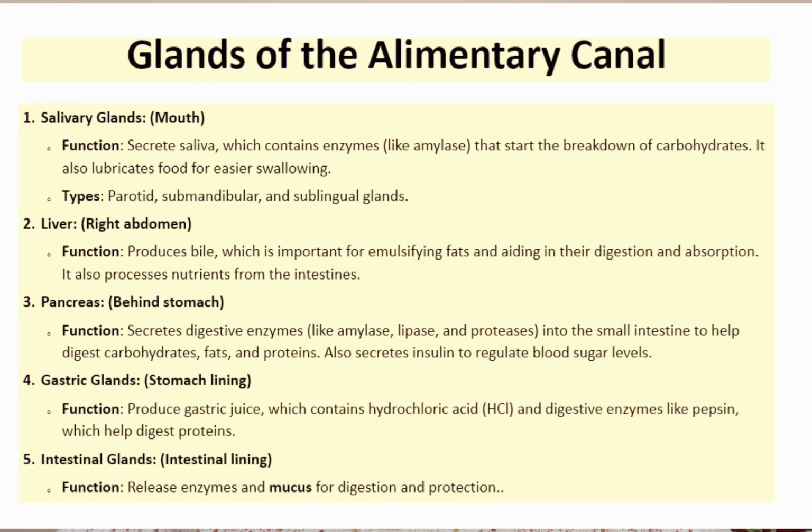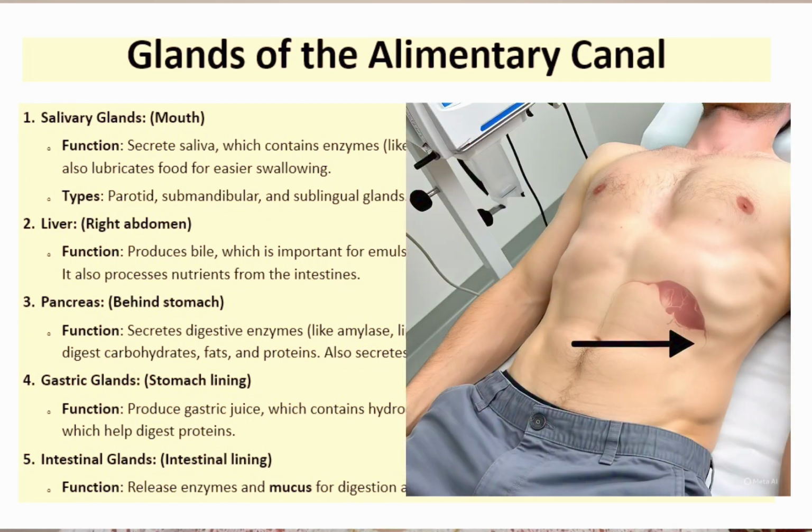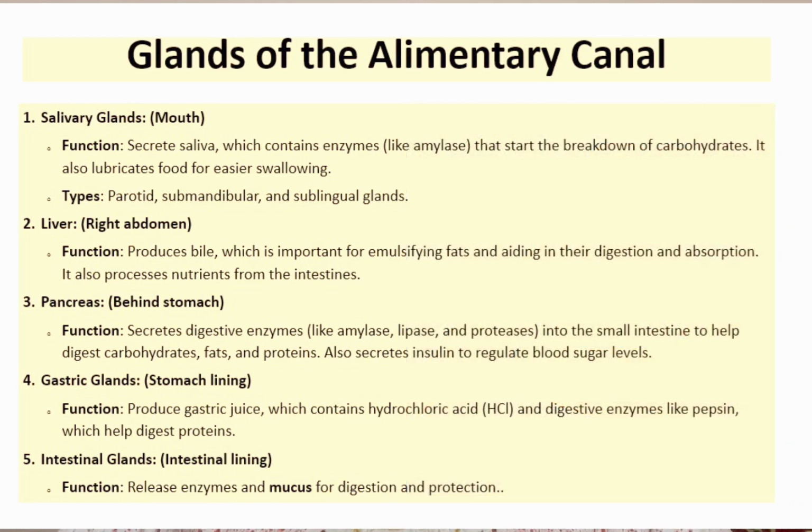The liver, located in the right abdomen, produces bile to emulsify fats and process nutrients. The pancreas behind the stomach releases enzymes for digestion and insulin to control blood sugar. Inside the stomach, gastric glands secrete gastric juice with hydrochloric acid and pepsin to digest proteins. Finally, the intestinal glands in the small intestine release enzymes and mucus for digestion and protection.